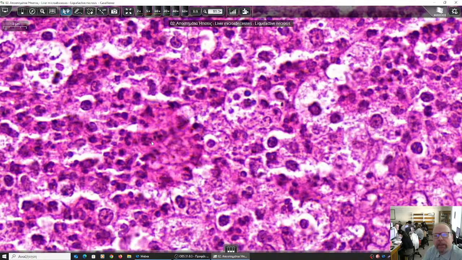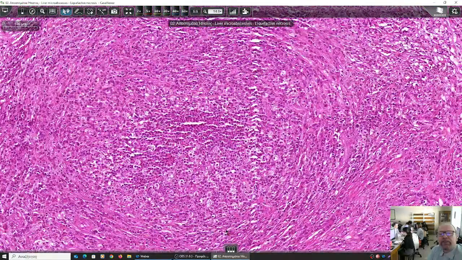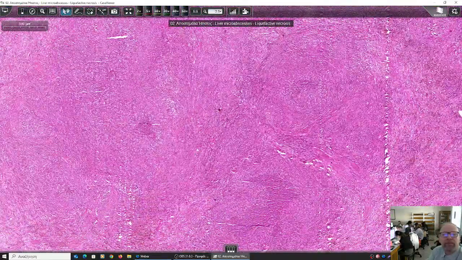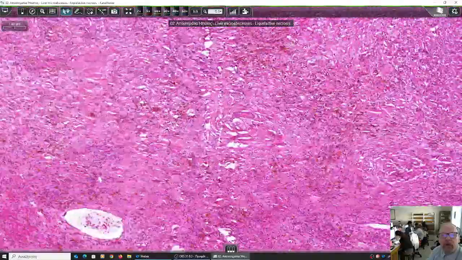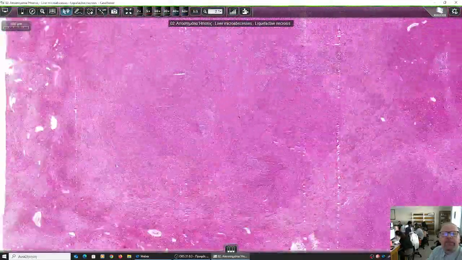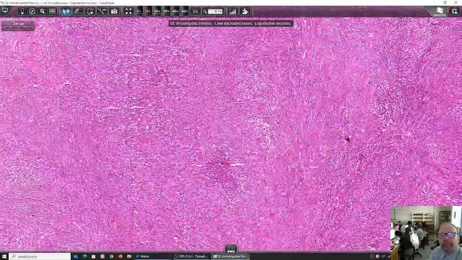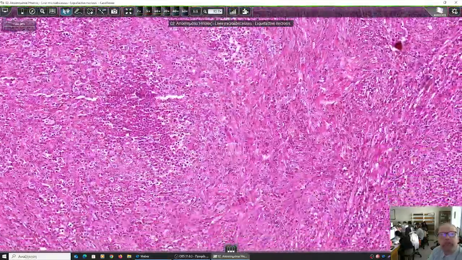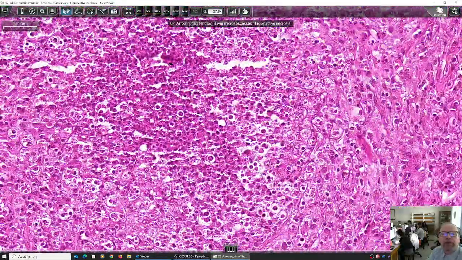So what will you show me here? You look for the neutrophils. Here they are. And all this area where we have a microabscess, an accumulation of neutrophils, is called liquefactive necrosis. So that's all. And perhaps we would like to look for a bile duct and see if it is filled with neutrophils. Here we have another area of liquefactive necrosis.